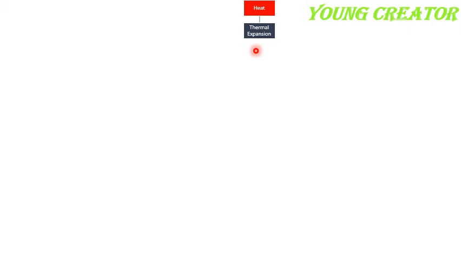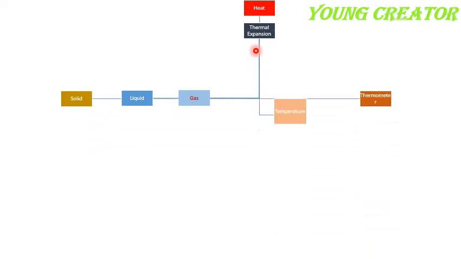Thermal expansion has 5 sections. They are liquid, gas, solid, thermometer and temperature. Now let us see about the 5 sections one by one. A liquid is a nearly incompressible fluid that conforms to the shape of its container. Gas is one of the 4 fundamental states of matter. A pure gas may be made up of individual atoms.